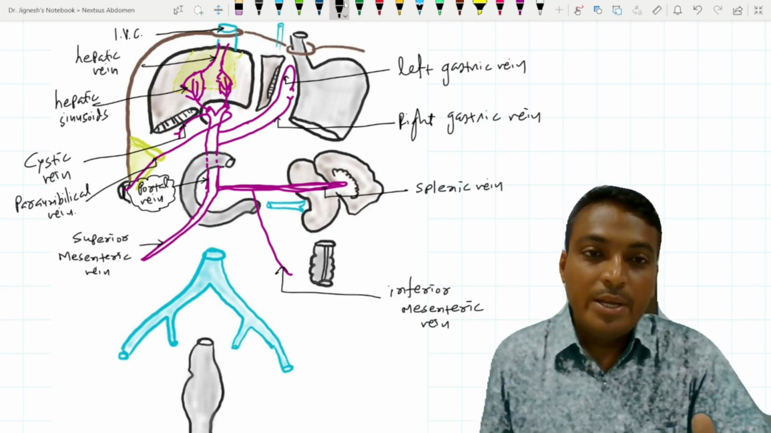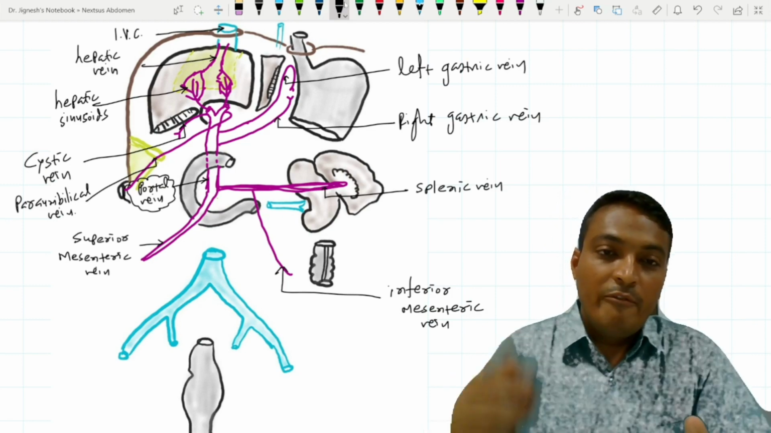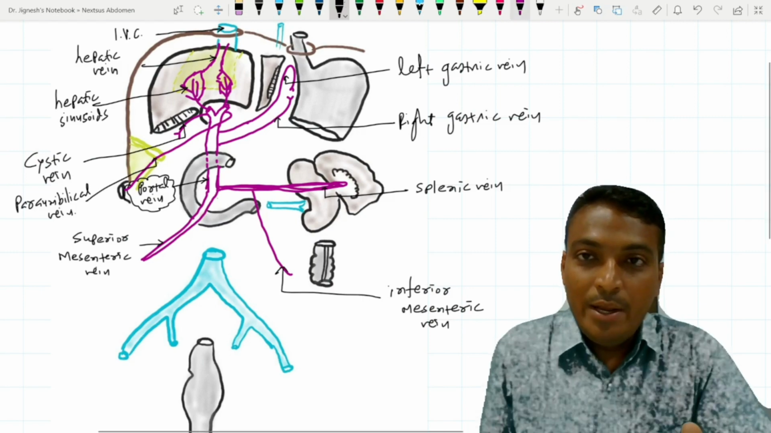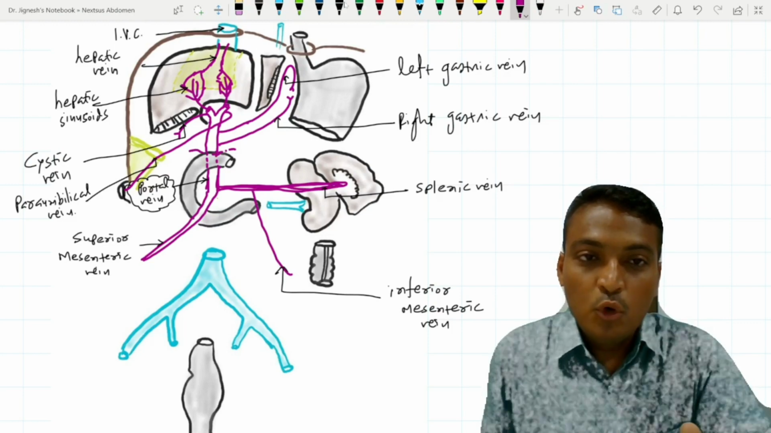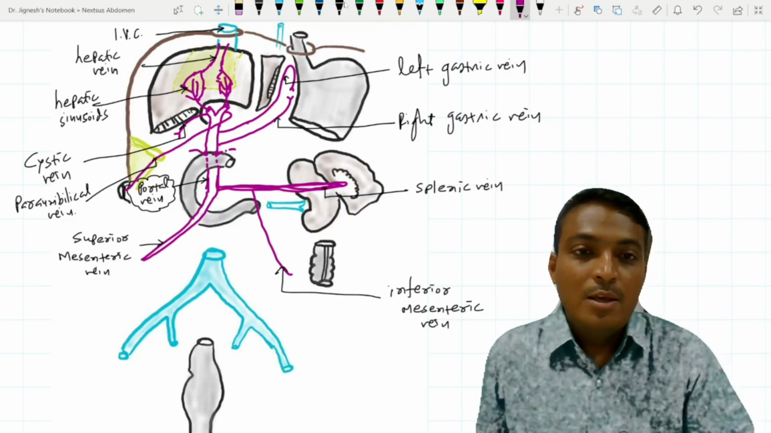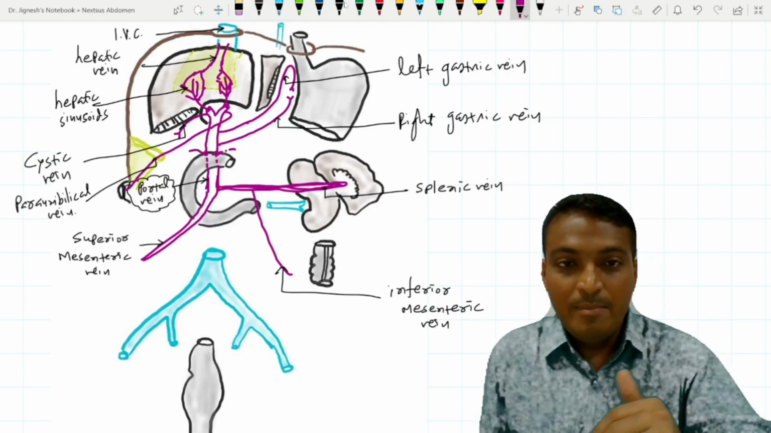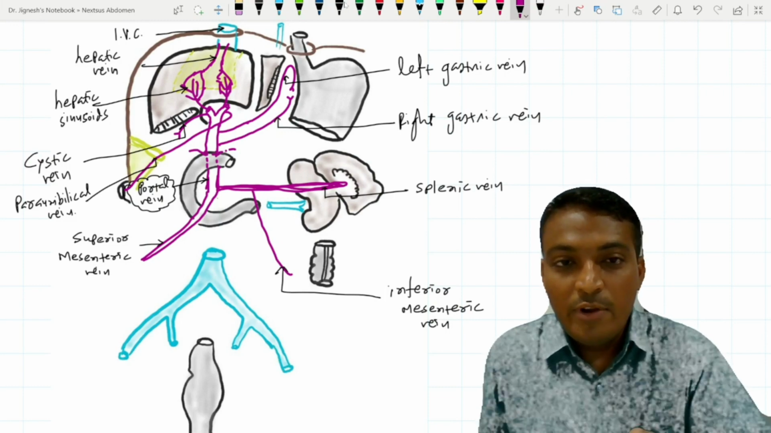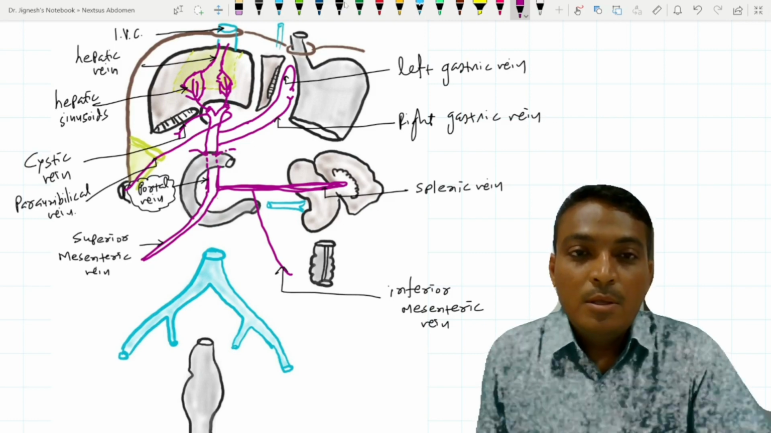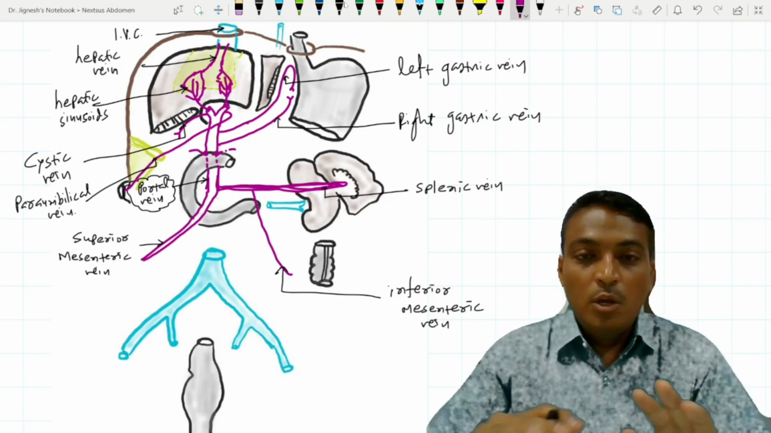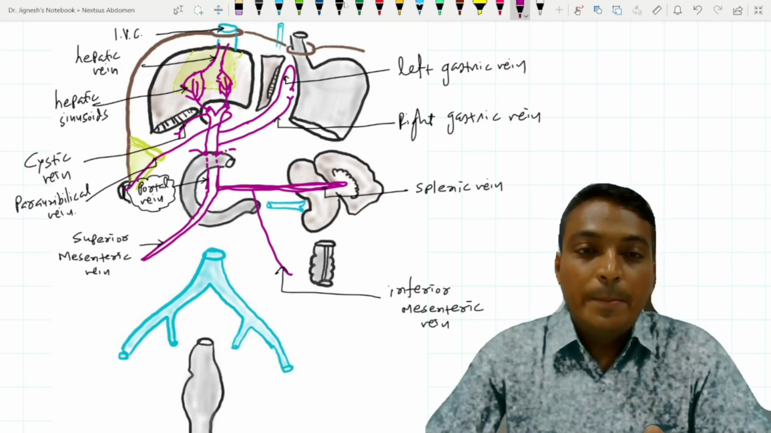Some occasional tributaries are the prepyloric vein of Mayo, which may drain into the portal vein. The right gastroepiploic vein may also drain into the portal vein, and sometimes the inferior mesenteric vein, instead of draining into the splenic vein, drains directly into the portal vein. So these are all the tributaries of the portal vein.